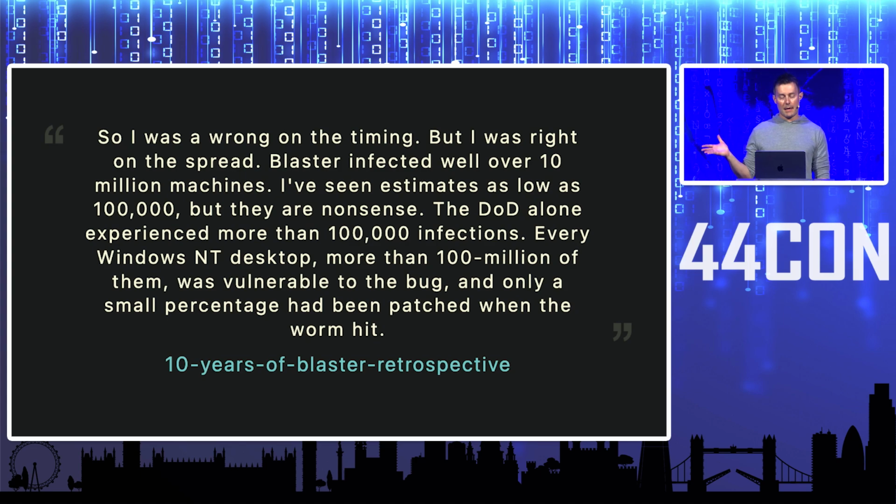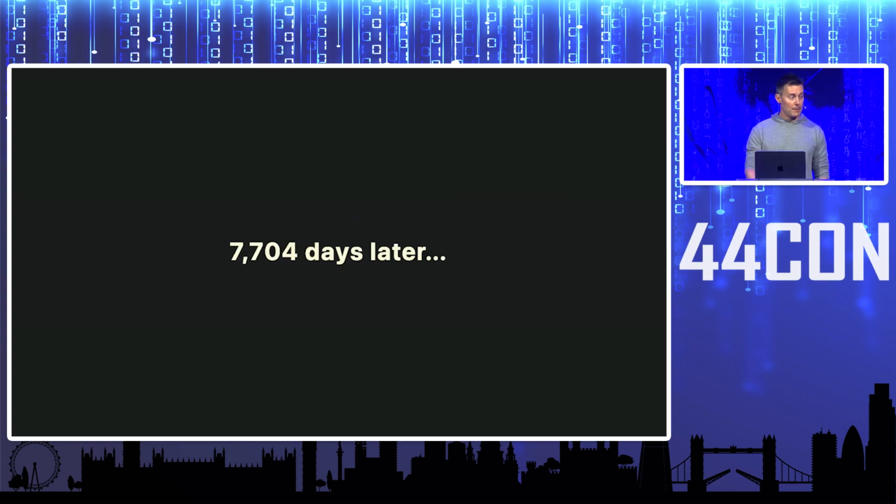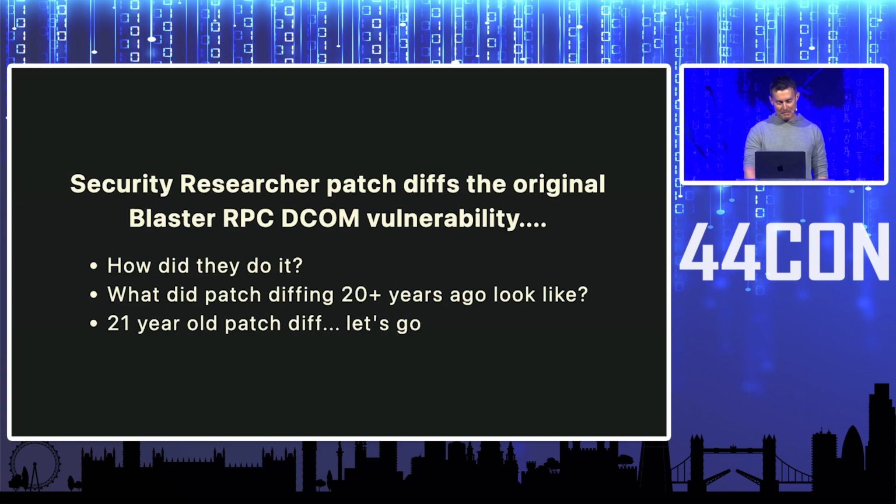I'm not sure if anyone was at university at the time like I was, but those university networks were definitely being hit by the Blaster worm, and those RPCSS servers were falling over like crazy. So here we are today, 7,704 days later, and I wanted to go back and see, okay, how did they do their patch diff 20 years ago? What did that look like?